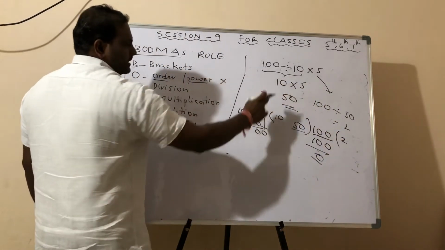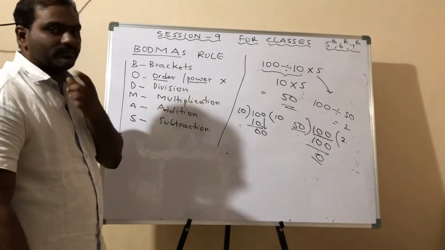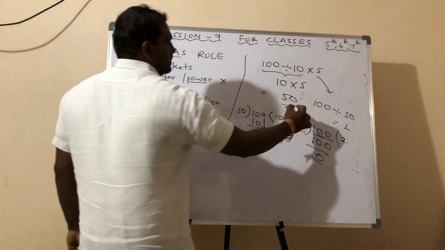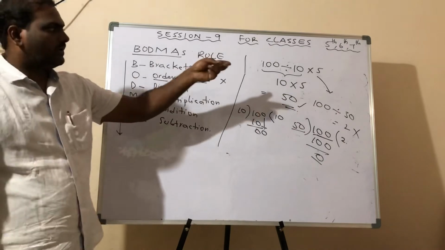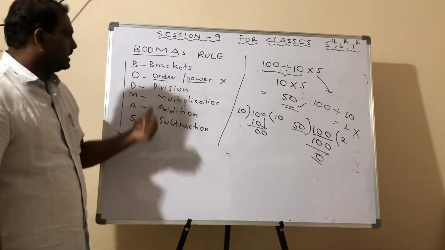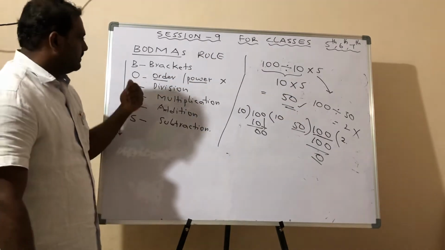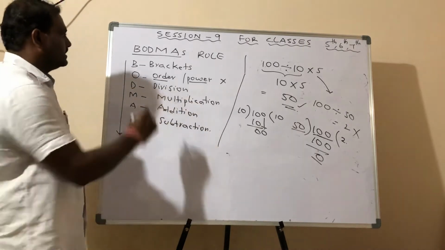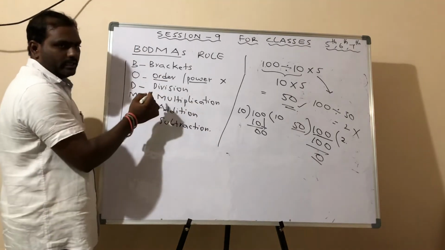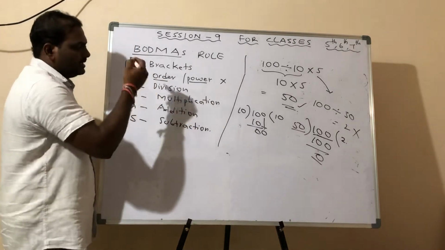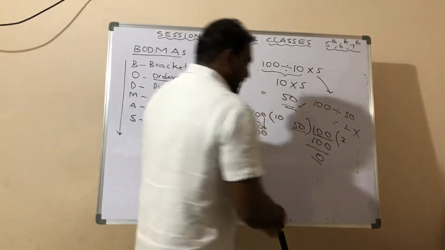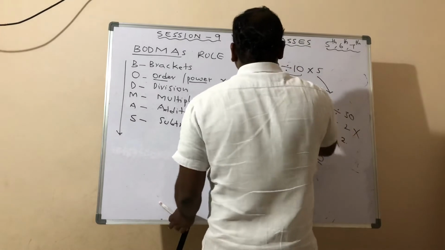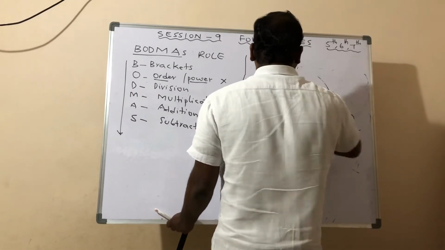If you follow this method, the answer is 50. Among this, which is correct? No doubt, this is correct, this is wrong. Because that is followed in a different way. In this way, we have to follow. What is the process here? First, brackets, order or power, division, multiplication, addition and subtraction. Right? I'll go for one more question with these combinations only.